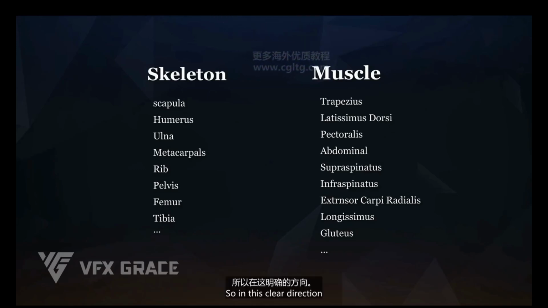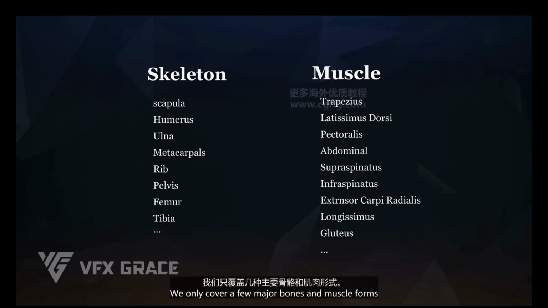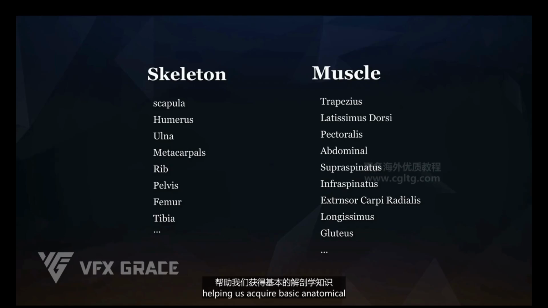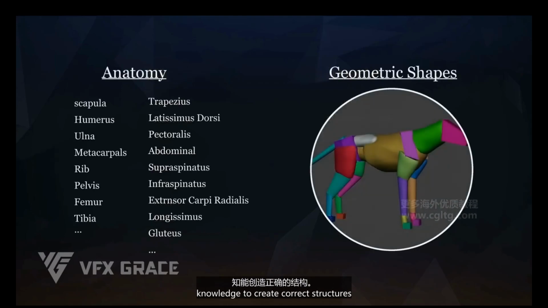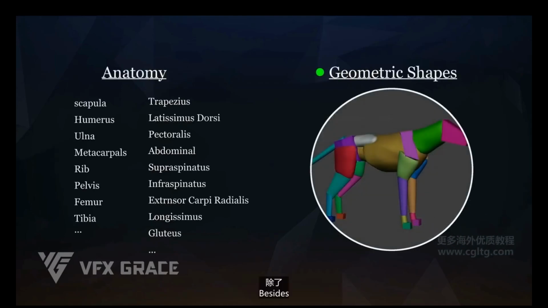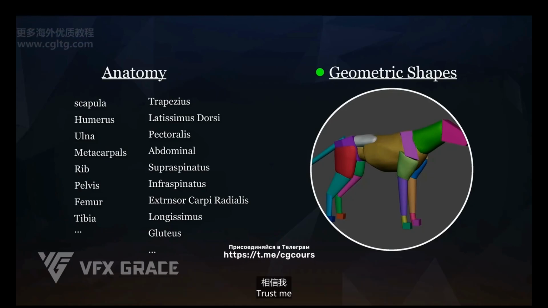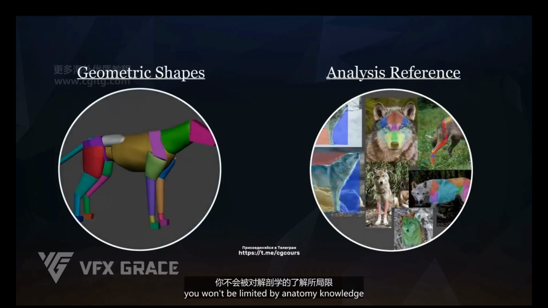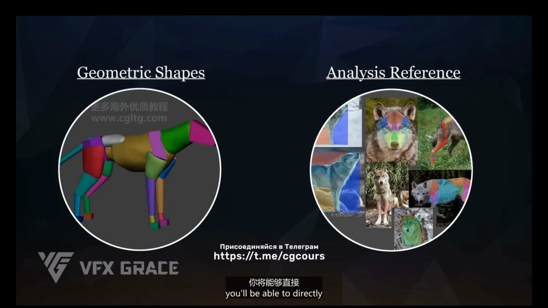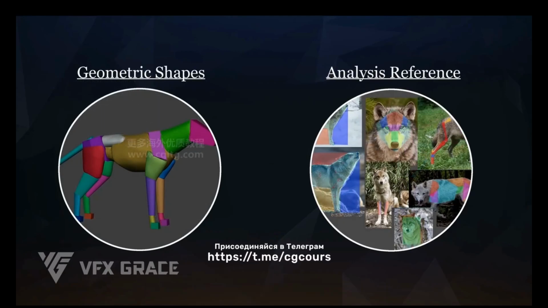So in this clear direction, what will we be learning? We only cover a few major bones and muscle forms, helping us acquire basic anatomical knowledge to create correct structures. Besides, I'll show you how to analyze the structure through muscle directions and how to transition from 2D images to 3D models. Trust me, you won't be limited by anatomy knowledge. Instead, you'll be able to directly focus on shaping.